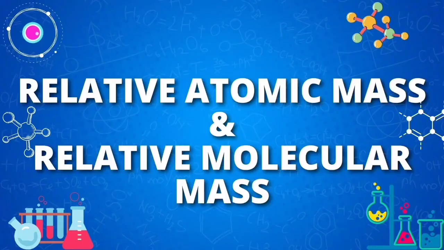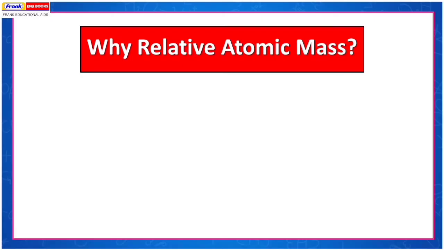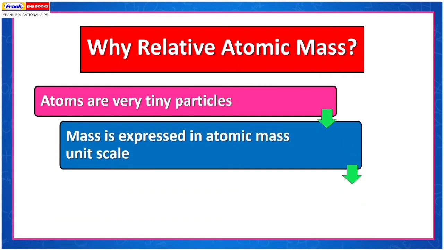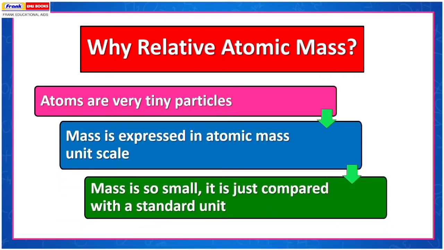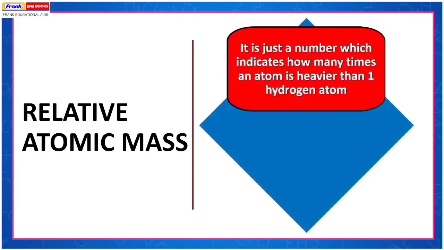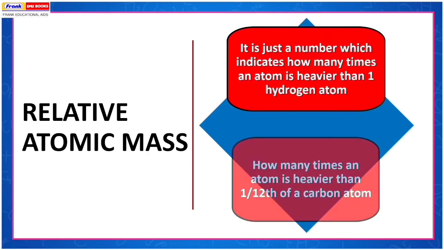Relative atomic mass and relative molecular mass. Why relative atomic mass? Atoms are very tiny particles. Mass is expressed in the atomic mass unit scale. Mass is so small, it is just compared with a standard unit. Relative atomic mass is just a number which indicates how many times an atom is heavier than one hydrogen atom, or how many times an atom is heavier than 1/12 of a carbon atom.